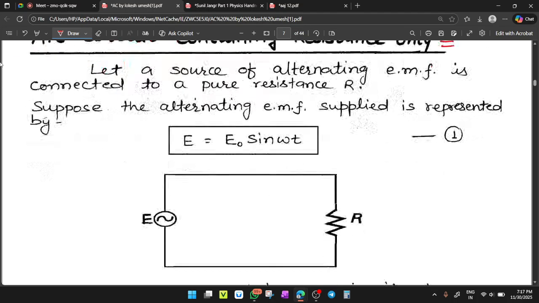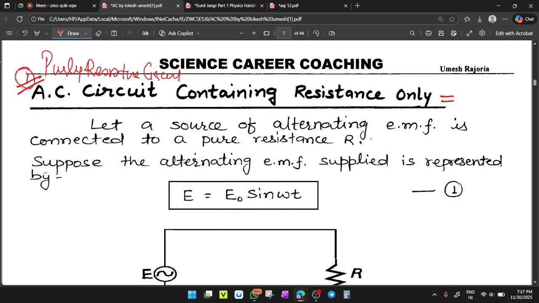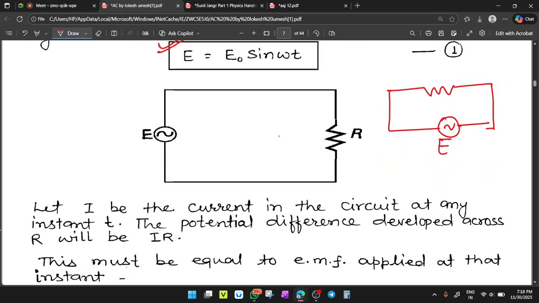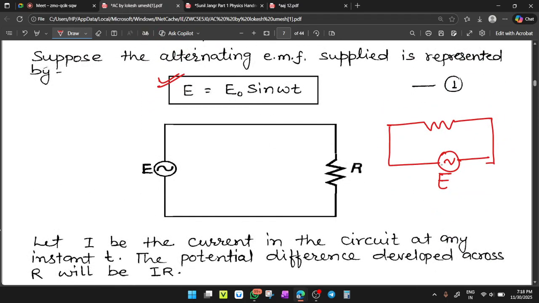So let us take a source of alternating EMF that is connected to a pure resistance R. Across that pure resistance you have connected an alternating supply, a source of EMF. Suppose the alternating EMF supplied is represented by E equals E naught sin omega t. So this is the EMF voltage you have applied. You can also make the diagram like this. This is your resistance and this is your EMF supply that you have connected here. This is E. Okay. And for the alternating supply, the value of EMF at an instant equals E naught sin omega t. Clear?